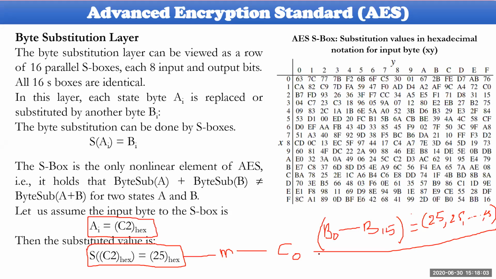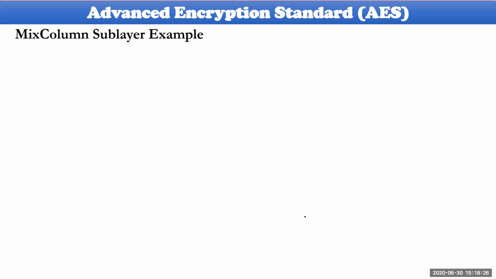For example, B0 to B15, all bytes will be 25 25 25. It could be the specific input for this particular mix column. Then what are the outputs here? How could you calculate here? Let me go ahead and show you how these calculations will be done. A mix column sublayer example could be seen like this.